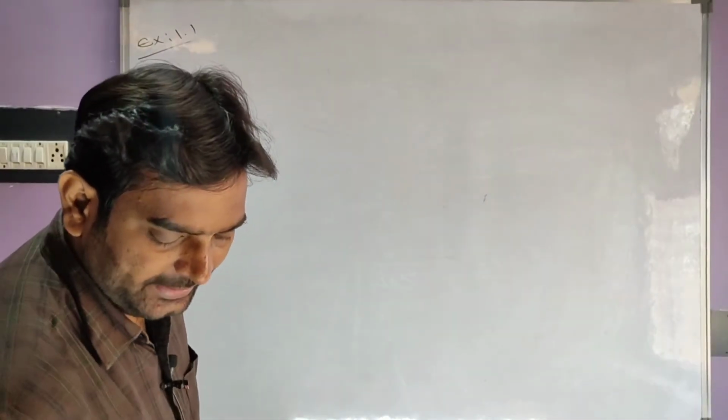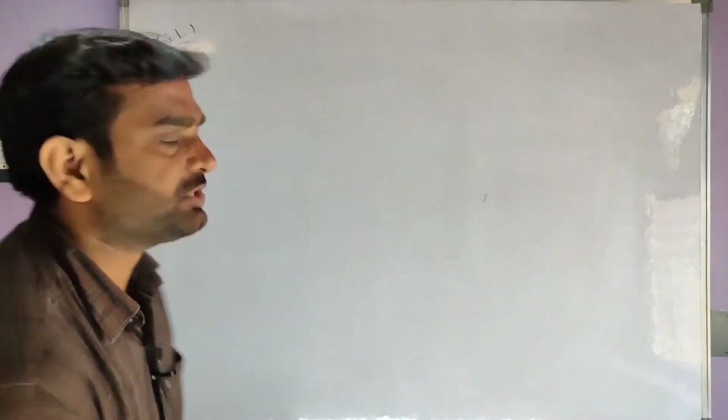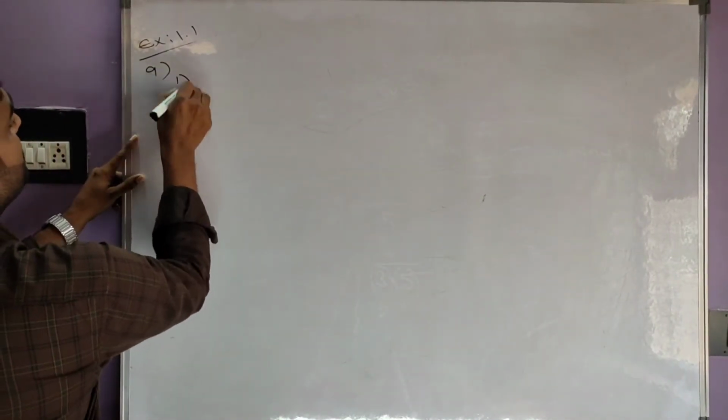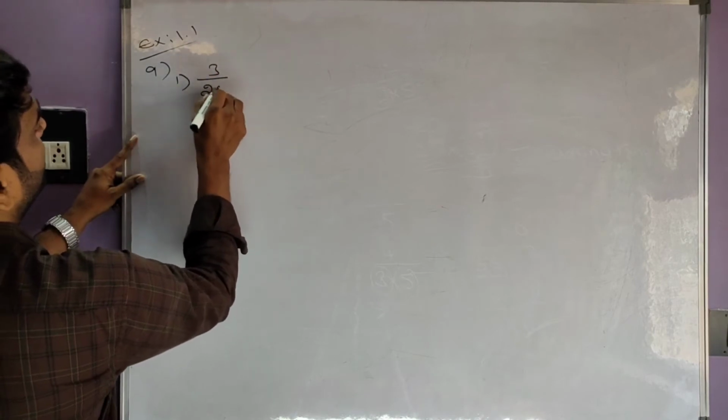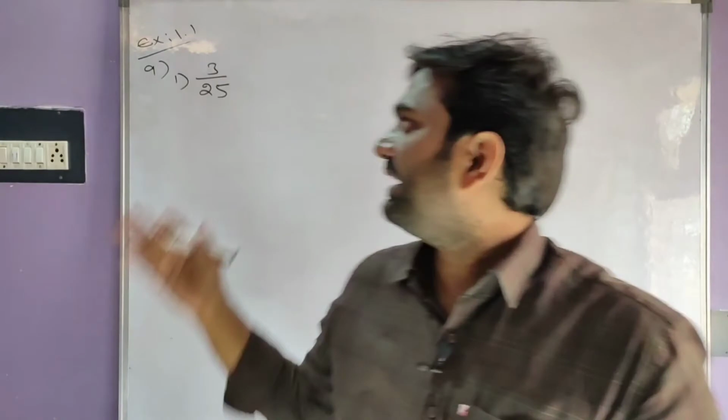Next, ninth bit. Without actually dividing, find which of the following are terminating decimals. In that, the first one is 3 by 25. Ninth bit, first problem, 3 by 25. Without actually doing division, how can you say whether a given rational number is terminating or non-terminating?